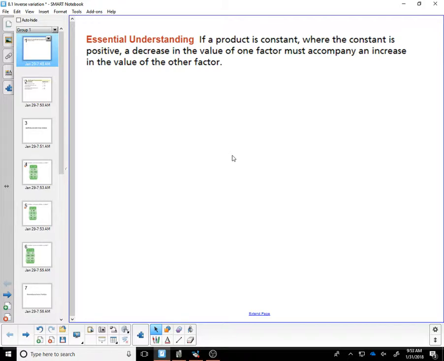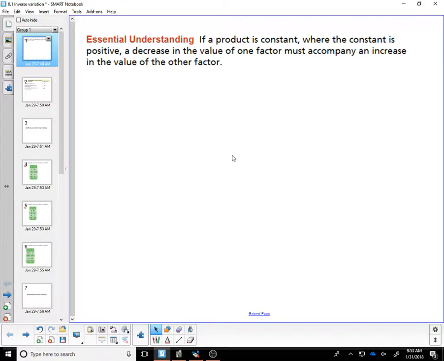Alright? So the objective today is to talk about this thing called inverse variation. Inverse variation. We've done direct. Now we're going to do the inverse. What you need to know today, go ahead. This is section 8.1, inverse variation.